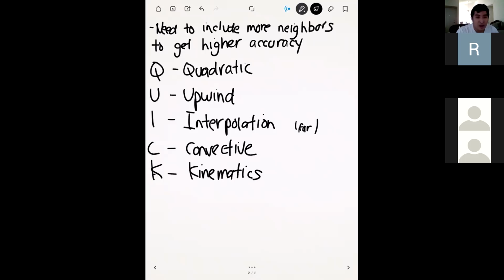Okay? So the key parts that I want you to focus on are the first 2 letters, quadratic and upwind. The reason it's quadratic is that instead of using a linear function that approximates the face value in between phi sub w and phi sub e, we're going to use a quadratic function. So that's going to involve one additional cell that we need to use. Okay.